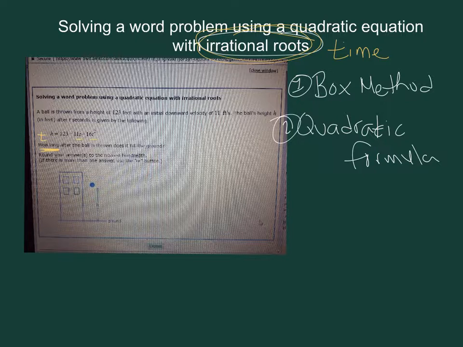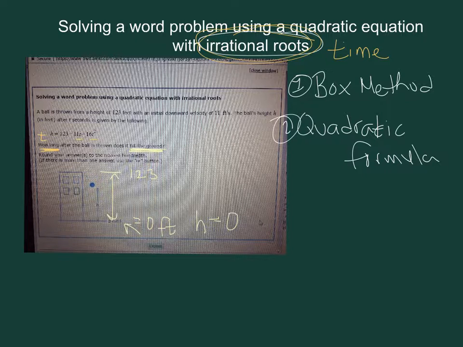Now, let's look at the second part of this. How long, meaning time, after the ball is thrown does it hit the ground? Okay, the ground is here. What is the height when the ball hits the ground? Just a simple logic question. Well, if this, let's say, is 123 feet, that's how tall this building is, then by logic, the ground would be 0 feet. Okay? So we're curious about how long it takes for h to equal 0.